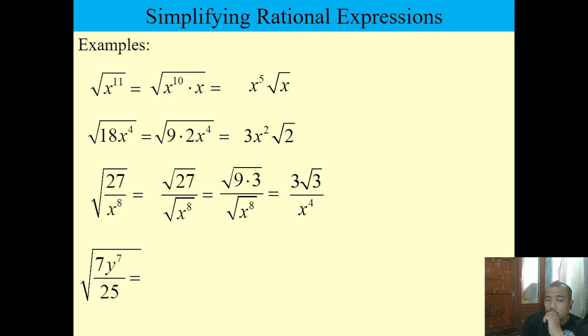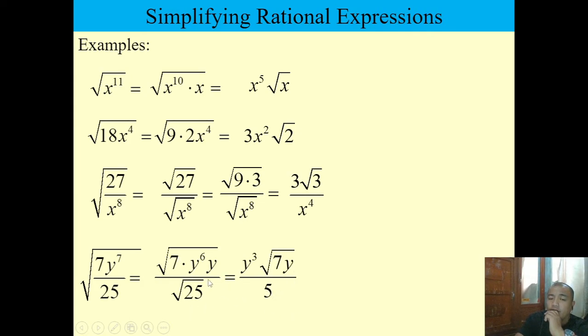How about this, square root of 7y to the 7 over 25. We factor y to the 7. That is y to the 6 times y times 7 over square root of 25. Square root of 25 is 5. Square root of y to the 6 is y cubed. Square root of 7y. So the answer is y cubed square root of 7y over 5.